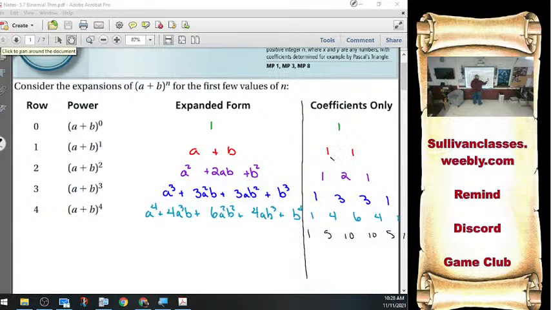Pascal's triangle says if I take 1 plus 1, I get 2. 1 plus 2, I get 3. 2 plus 1, I get 3. 1 plus 3, I get 4. 3 plus 3, I get 6. 3 plus 1, I get 4. 4 and 1, 4 and 6, 6 and 4, 4 and 1. I always take the two numbers above it and add them together to make the number.